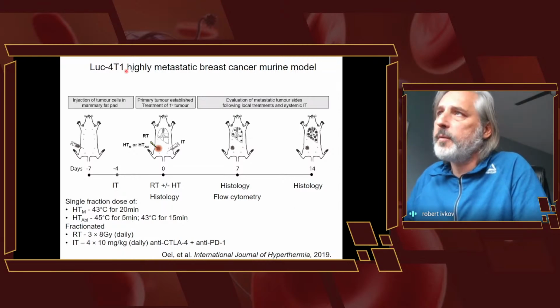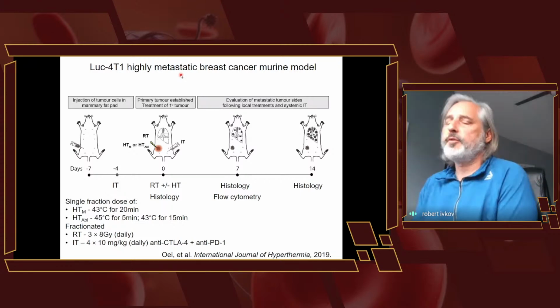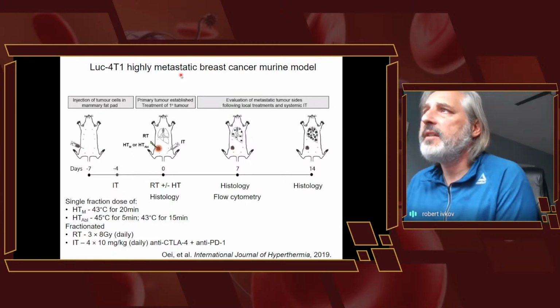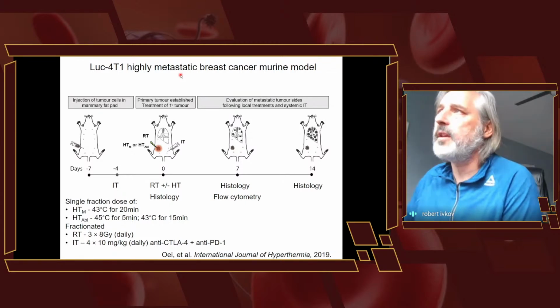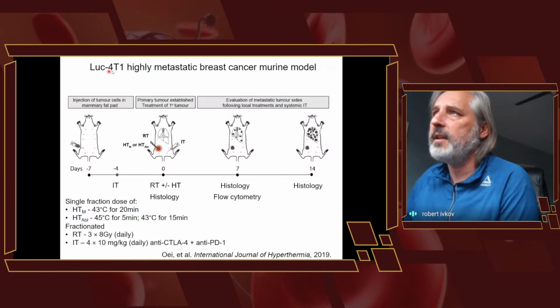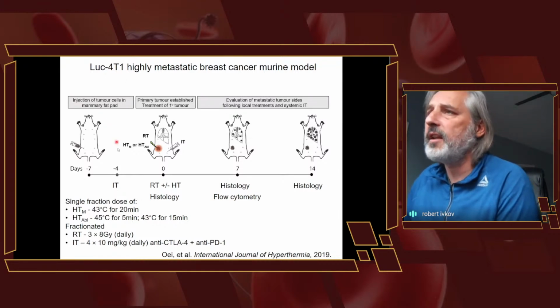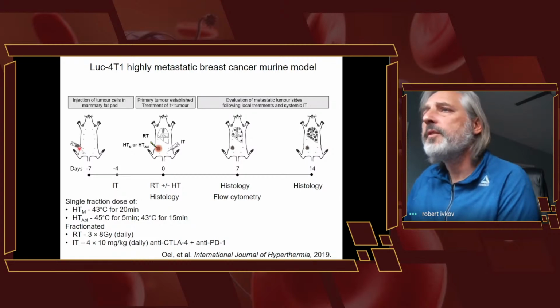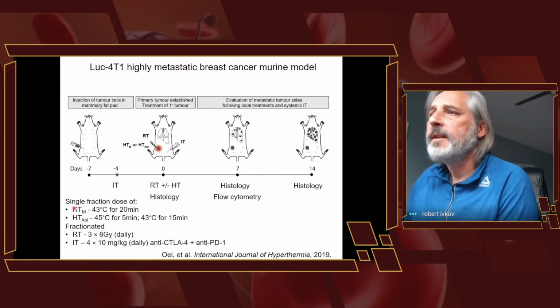this model, the 4T1. This is a highly aggressive metastatic breast cancer, triple negative metastatic breast cancer model. It is a syngeneic model. So here we are talking about a mouse-derived cell line where the cells are implanted into a mammary fat pad. So it is an orthotopic tumor. It's in the organ. So the cells are injected 7 days before we do our treatments.